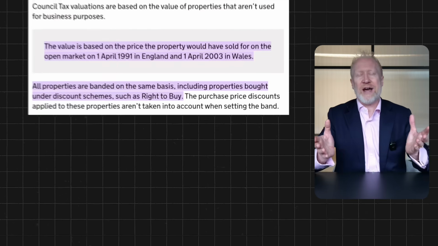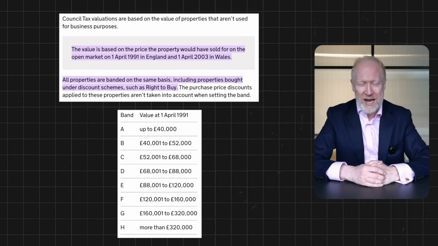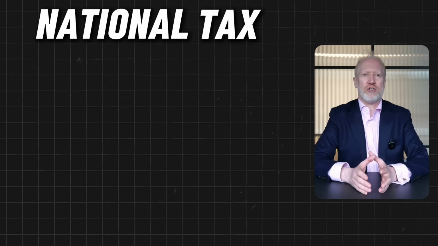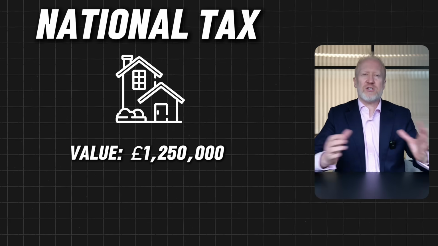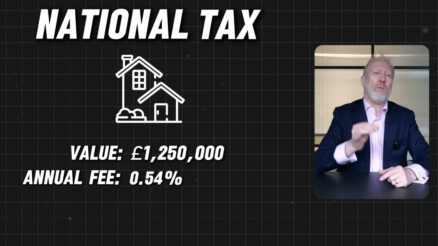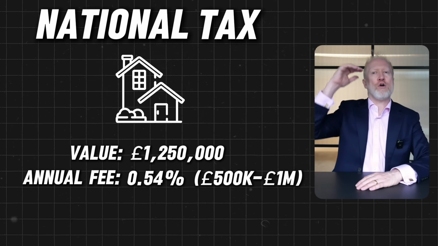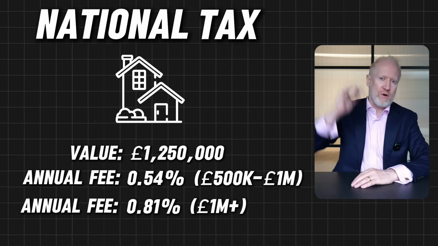Now, as well as these proposed stamp duty changes, they're talking about potentially scrapping the traditional council tax method, which, by the way, is based on values from 1991. So maybe it's a bit of an unfair system anyway, and actually replacing it by a national tax that is charged on the value of property over £500,000. And they're talking about an annual fee of 0.54% for properties between 500 and a million, and then over a million, it would be 0.81%. Not on the whole property value, but on the value over £1 million.